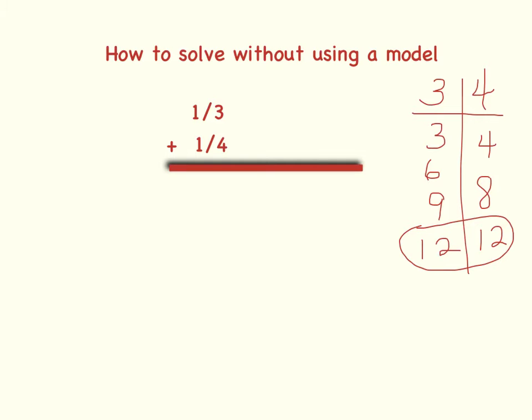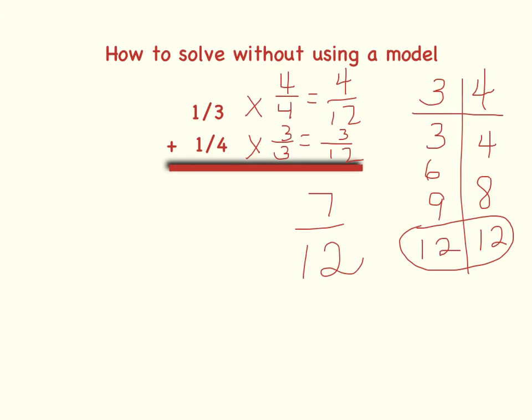So I come back to my fractions and I'm going to write 1/3 times 4/4 will get me 4/12. 1/4 times 3/3 will get me 3/12. Therefore giving me my answer of 7/12.